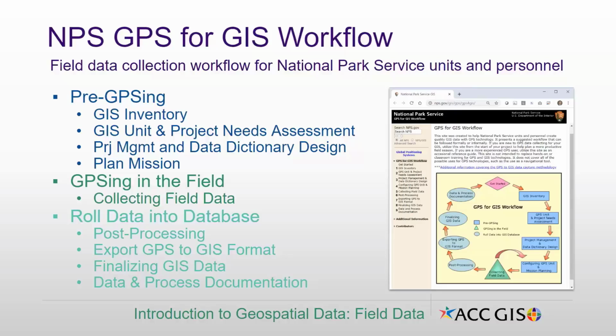Now, their workflow that was originally published on the National Park Service website includes a pre-GPSing, a GPSing in the field, and a roll data into database phase. And so this is more about just collecting the data in the field. Before you go in the field, you need to do some planning, including inventorying your GIS data, your GPS unit, assessing your project needs, developing project management documentation and your data dictionary, and then ultimately planning your mission. And then after you've collected data in the field, you need to post process your data, export it or transform it into different formats and coordinate systems, finalize your GIS data, and then, of course, document your data and processes.